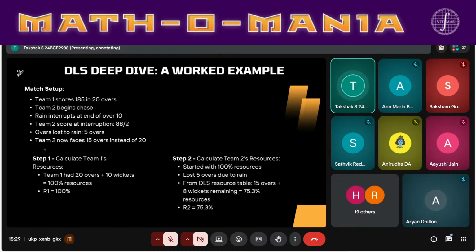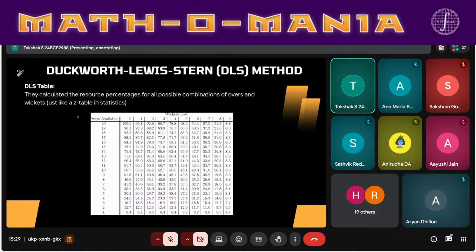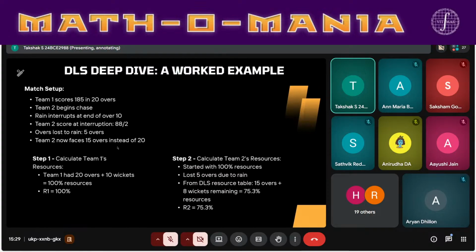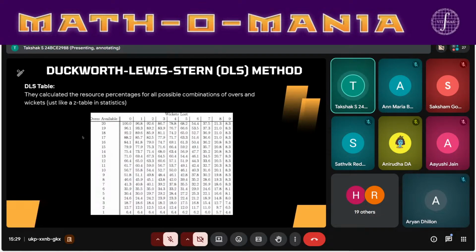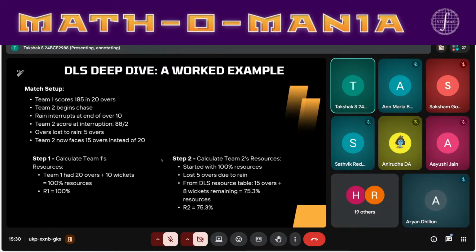Step one is to calculate team one's resources. Team one had full resources, meaning they had 20 full overs and 10 wickets. From this table, we can see they had 100% resources. Then step two, we have to calculate team two's resources. They started with 100% resources, but they lost 5 overs due to rain. From this table, we can see the overs available is 15 and the wickets lost is 2. So team two's resources is 75.3%.